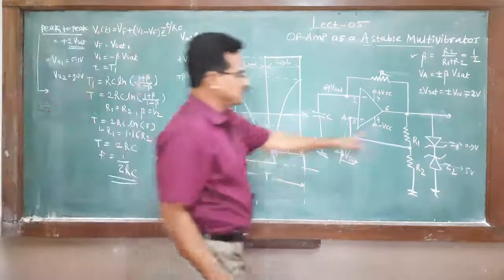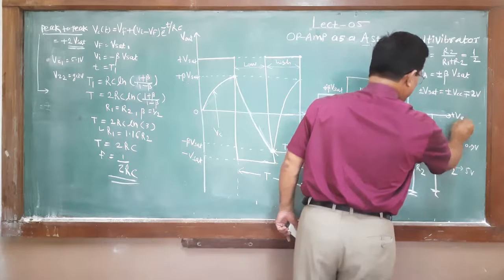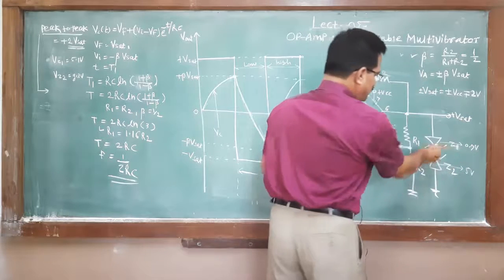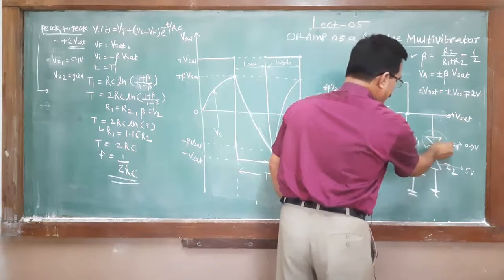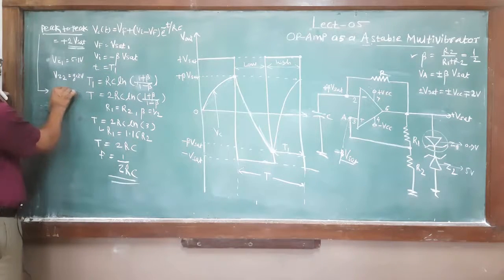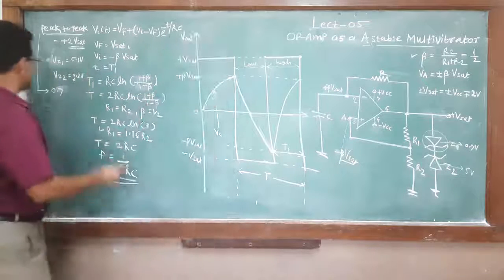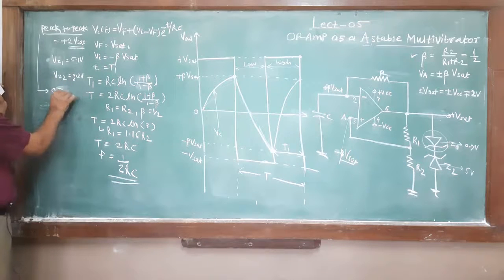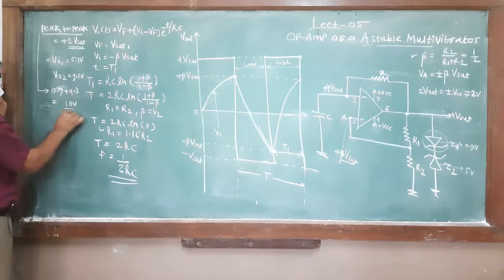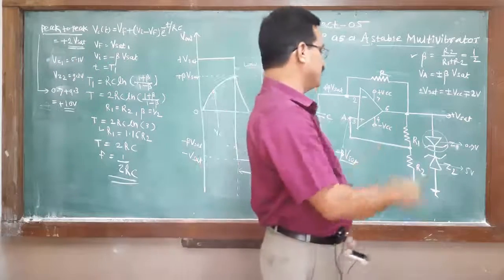And suppose the positive saturation occurs. Due to positive saturation, this diode is forward biased. Forward bias means voltage of this diode is 0.7 volt. And this is reverse bias. What is the voltage of this? Voltage of this is plus 9.3, means total is 10 volt. Means positive voltage is 10 volt.